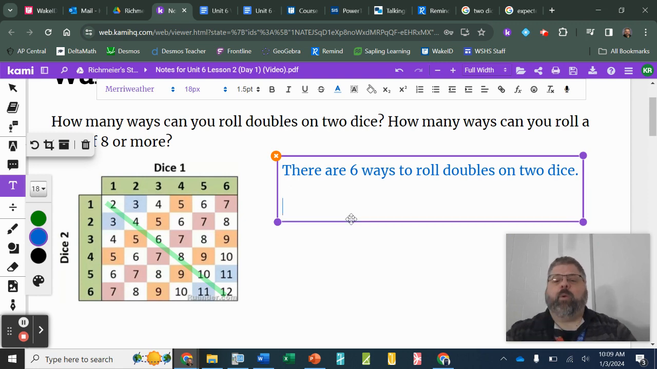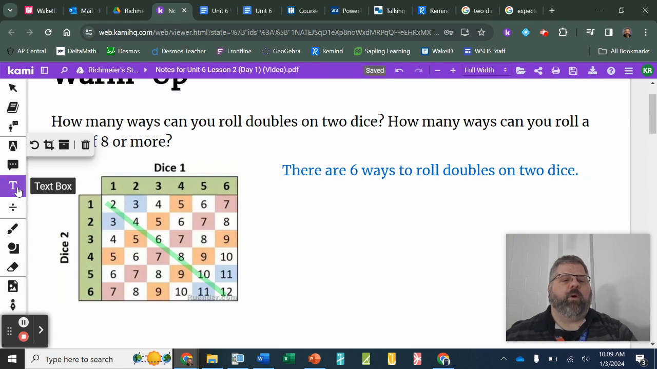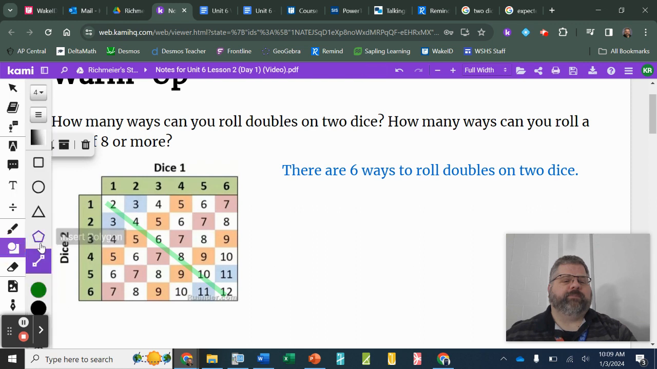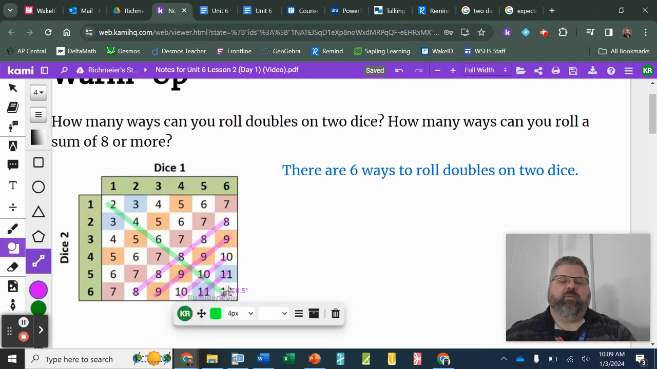Now, for the second question, how many ways can you roll a sum of 8 or more? So we're looking for a sum of 8 or better. So here I'd be looking at, let's pick a different color. Let's go with purple. I'd be looking at all of these values would work. 9s would work. 10s would work. 11s would work. And even the value of 12 would work.